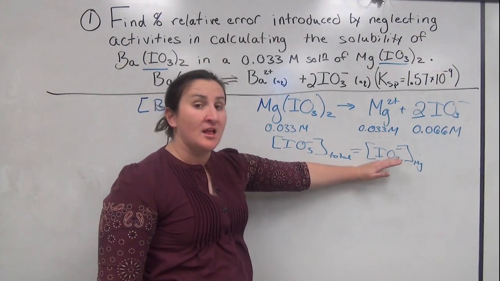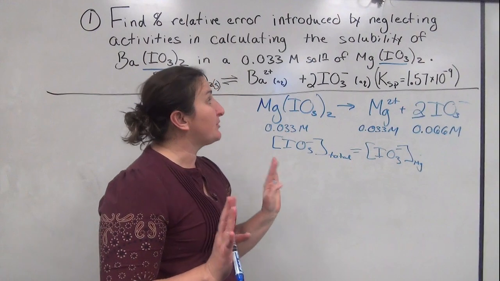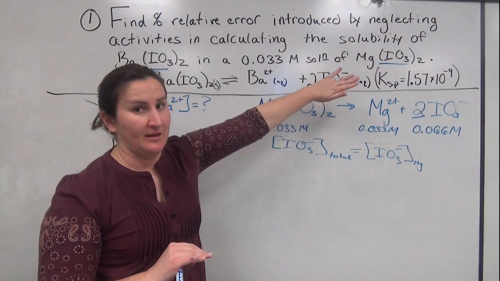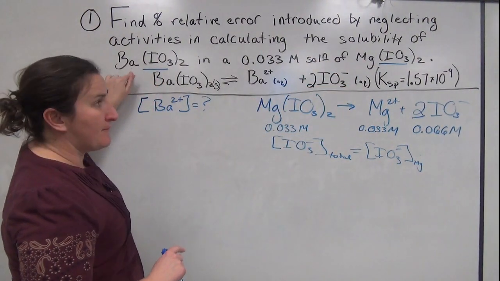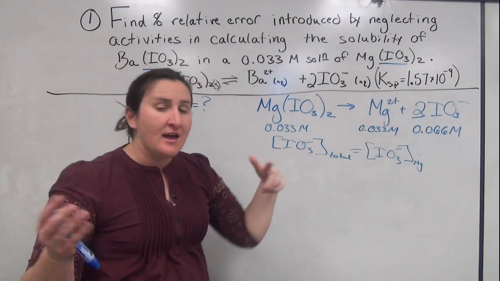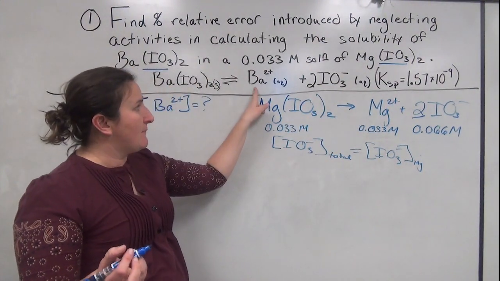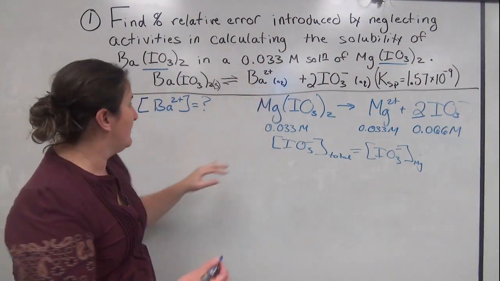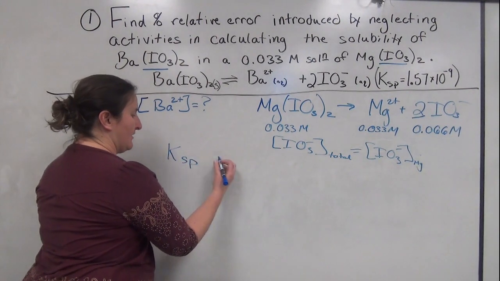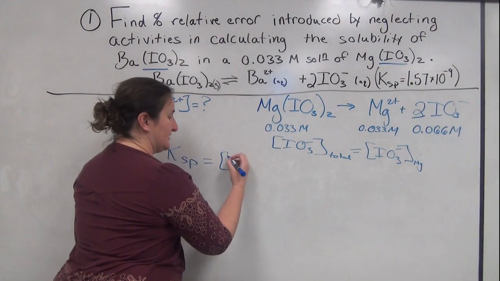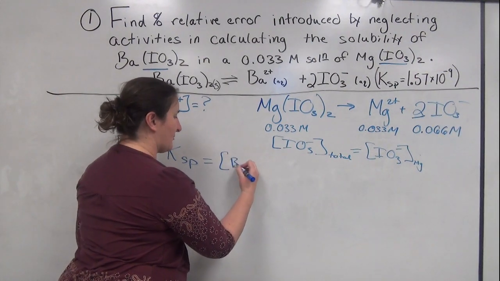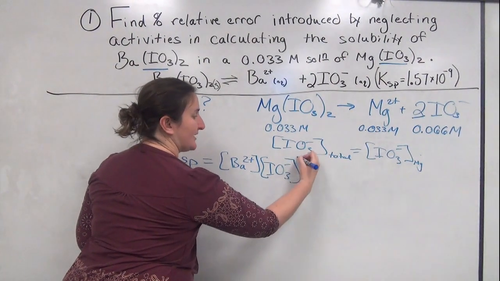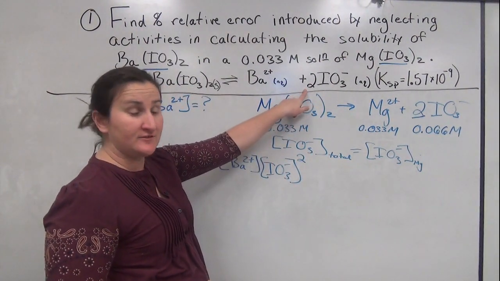All right, so let's pretend, to start out with, that we don't care about the salt. Let's neglect the activities. That's what the first step is. So I've got my barium iodate, I give you the KSP, and I simply ask the question, how much barium is there? We're not ignoring the salt completely, just the activity. So if I were to write my KSP, products over reactants, in which case our reactant is a solid, it's barium 2+ times iodate. Don't forget to raise it to the second power because it's got a coefficient of 2.